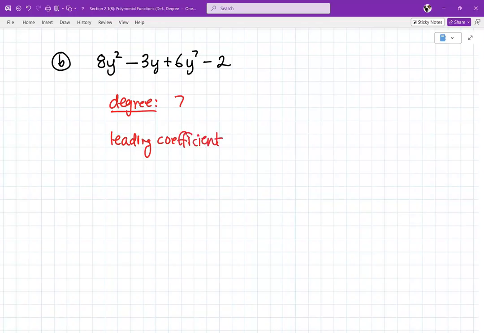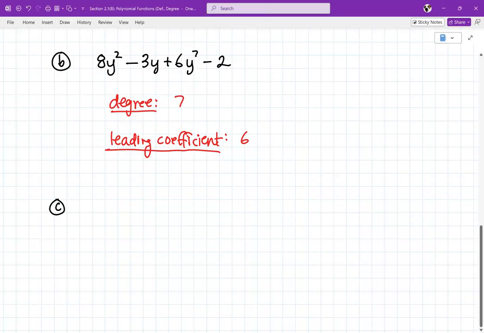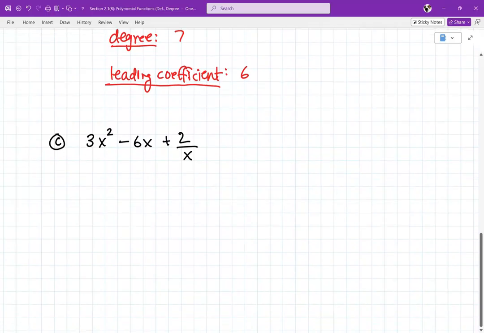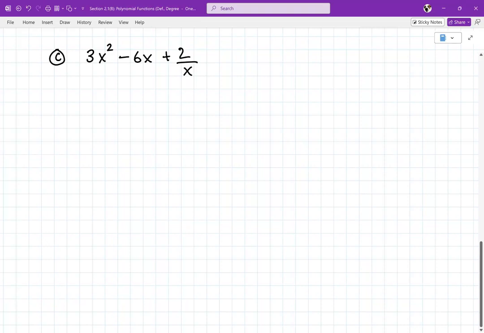Now I'm going to show you one that doesn't work. I'm going to show you one right now that does not work. It kind of looks like it should work. So this one looks like it's okay. Because if I were to ask what are the powers on your variables, you see 3 variables, right? There's an x squared, so that's a 2. Then there's an x to the first. And then you might say, well, here's another x, and it's to the first power, right?